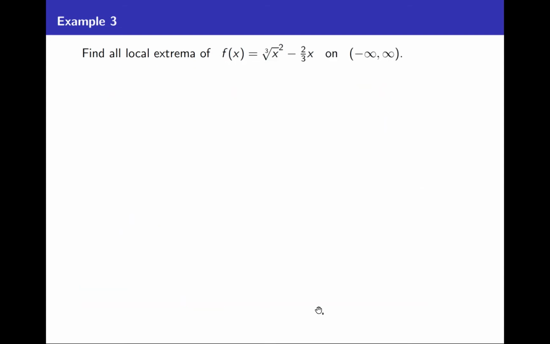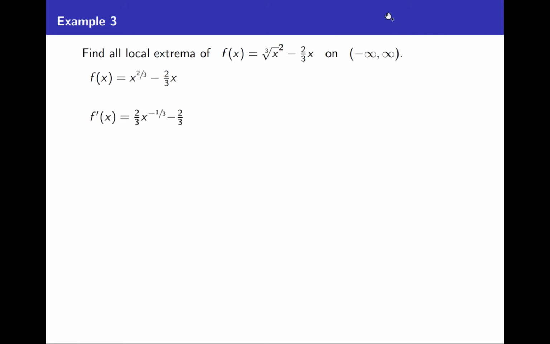Here's another example. We want to find all the local extrema of the function f of x equals the cube root of x squared minus 2/3 x. Again, on the interval from negative infinity to infinity. Well, our step 1 is to find the derivative.